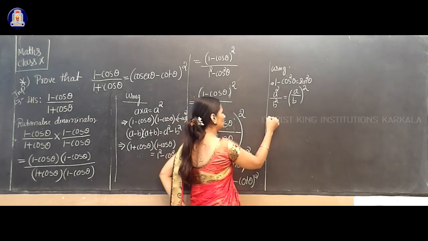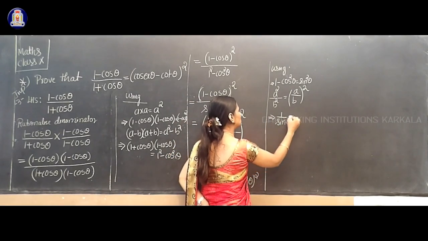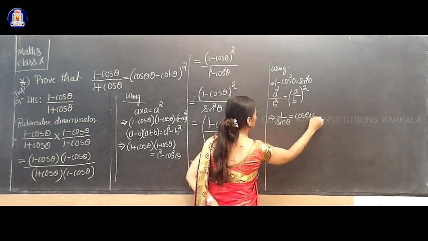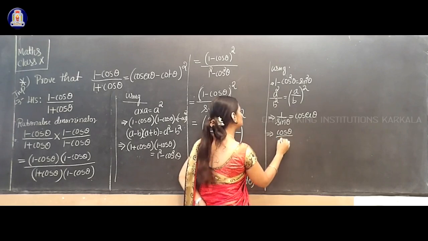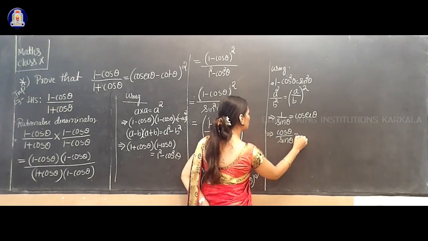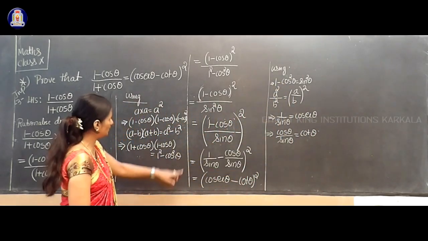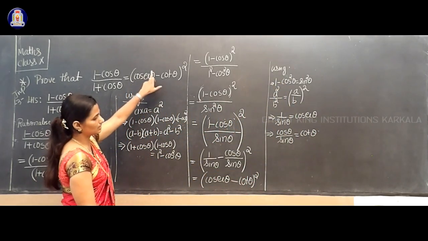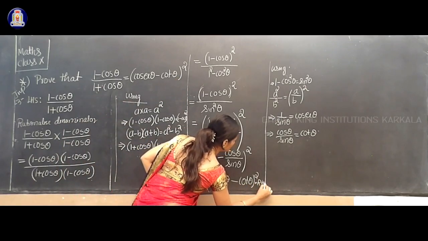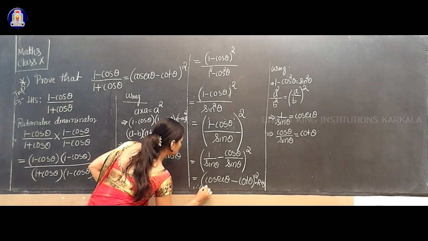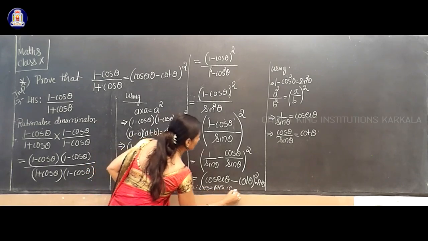So now I will write here, by using which formula? 1 divided by sin theta is replaced as cosecant theta, and one more formula, cos theta divided by sin theta, is replaced as cot theta. So these are the formulas we use. So what we got? (Cosecant theta minus cot theta) whole square, which is equal to the RHS. So therefore LHS is equal to RHS.